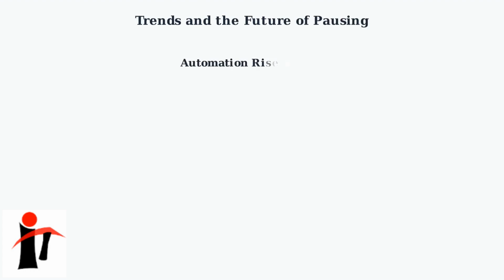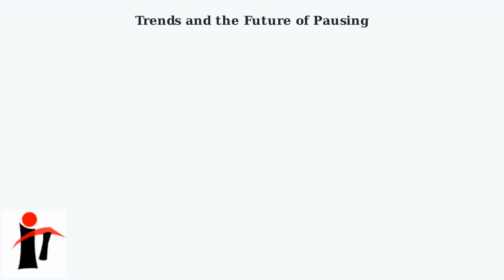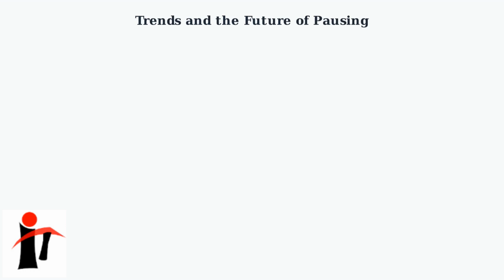Automation is on the rise, with AI now proactively pausing underperforming campaigns. Industry reports show a 40% increase in automated pauses, driven by tools like Google's automated rules. Advertisers are increasingly pausing campaigns to align with eco-friendly practices, reducing ad carbon footprints during low-demand periods. This supports Google's 2025 carbon neutral pledge and promotes sustainable advertising.